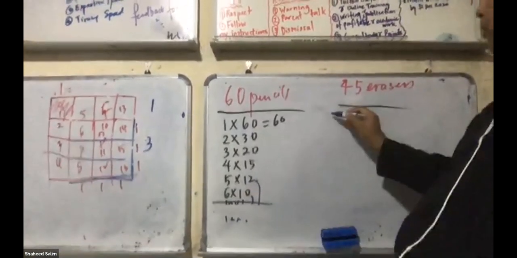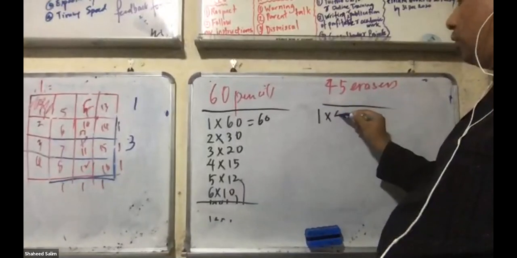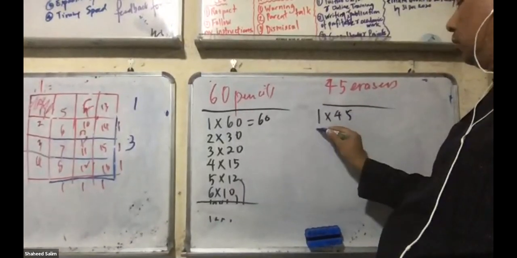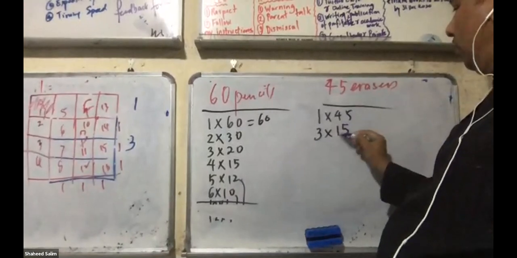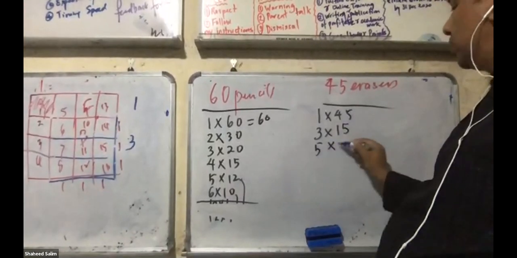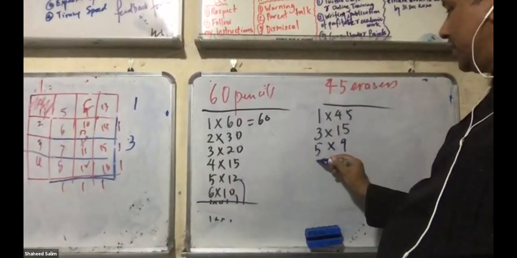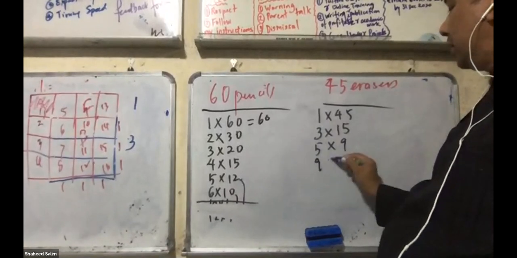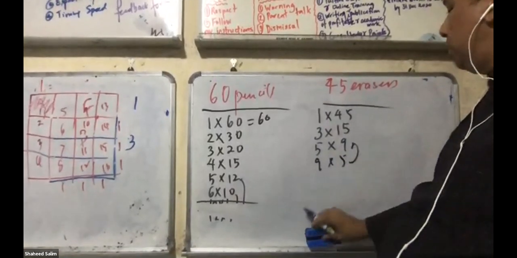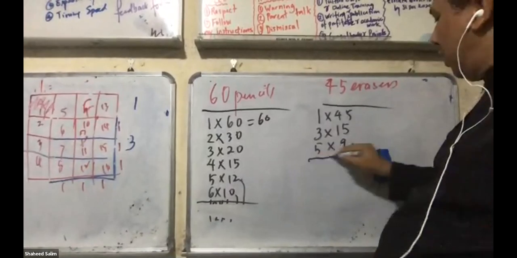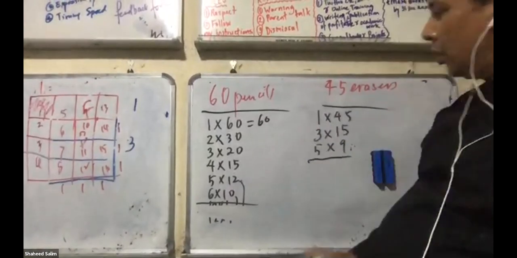Down here, 45, start with 1. 1 times 45. 2 cannot. 3 times 15. 4 cannot. 5 times 9. 6 cannot, 7 cannot, 8 cannot. 9 times 5, but this is the same, so you're going to repeat everything. So ask yourself, which are the common factors?